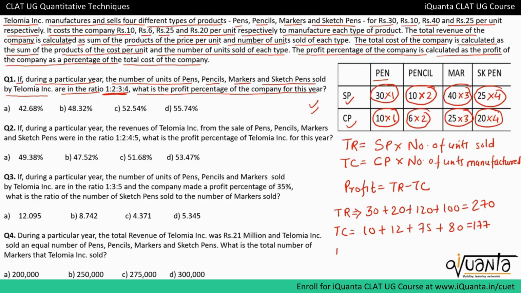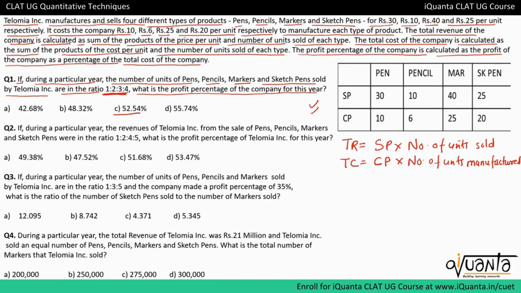So the profit here will be nothing but the difference of 270 and 177, and it will be equal to 93. So the profit percent here will be 93 upon total cost, which was 177 into 100, which will be equal to 52.54%. So the correct answer will be option C. Now let us solve the second question.